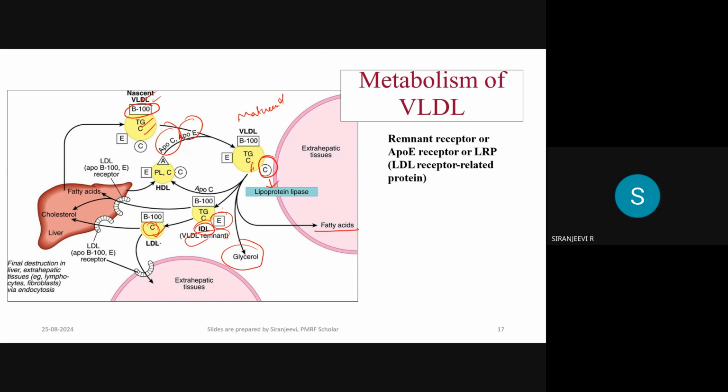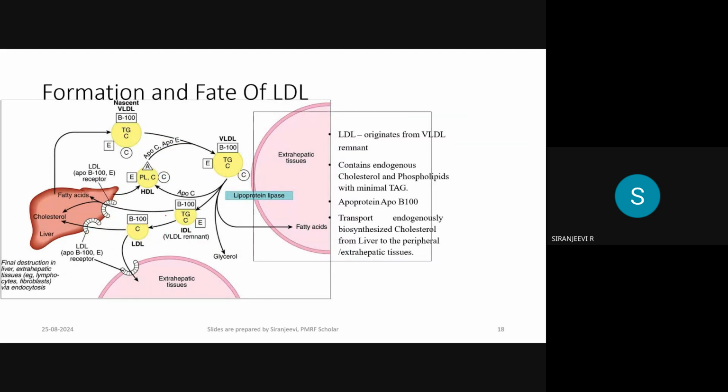This LDL can again get into the tissues by the action of LDL receptors. How that is done, we are going to see. LDL usually originates from the VLDL remnant, and it contains endogenous cholesterol and phospholipids and a very minimal amount of TAG. Here also the apoprotein B100 plays the signature role in LDL. It transports the endogenously biosynthesized cholesterol from the liver to the peripheral extrahepatic tissues.